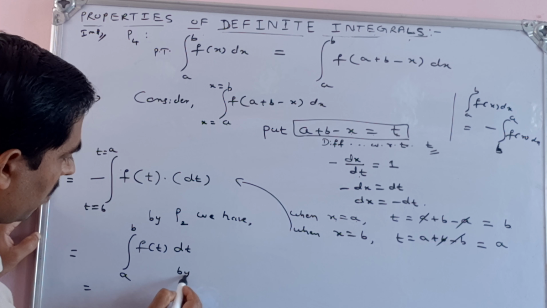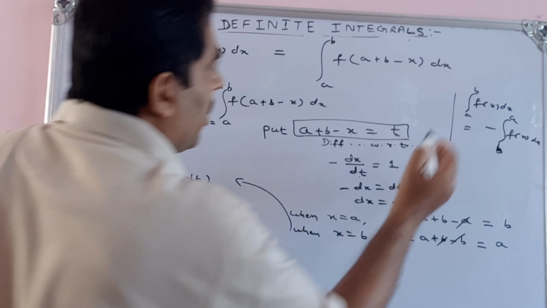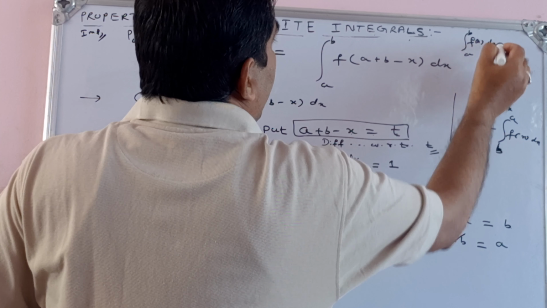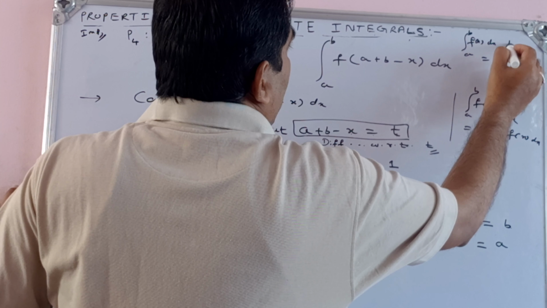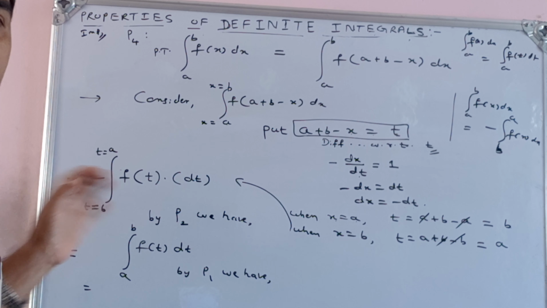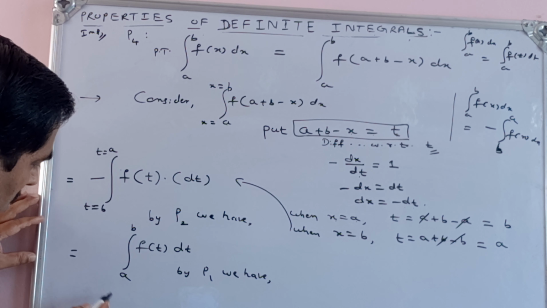Now, what was our first property? In today's session, we have proved another property. The first property says the integral from a to b of f of x dx is as good as the integral from a to b with the variable changed. We can change the variable of integration, that makes no difference. So here, instead of t, I will write x.